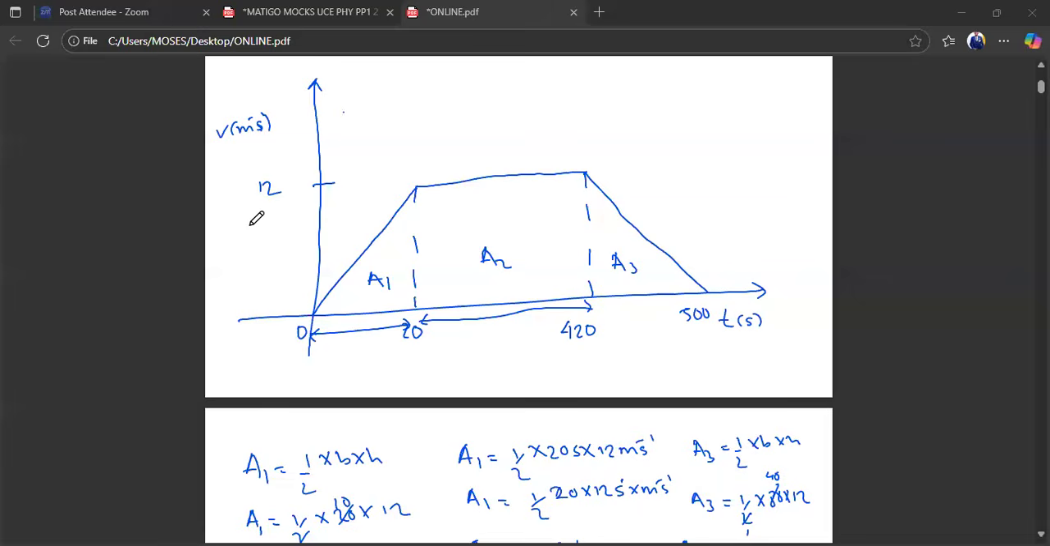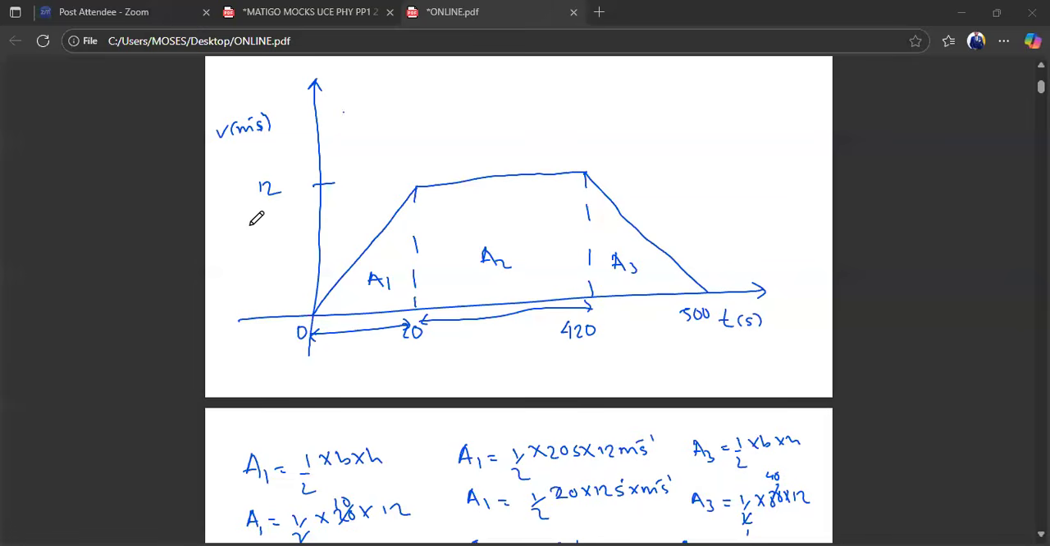For example, the car started from rest and accelerated uniformly at 4 meters per second squared to a velocity of 12 meters per second in 5 seconds. I'm just giving an example. And if you're saying acceleration, please we use a = v/t.